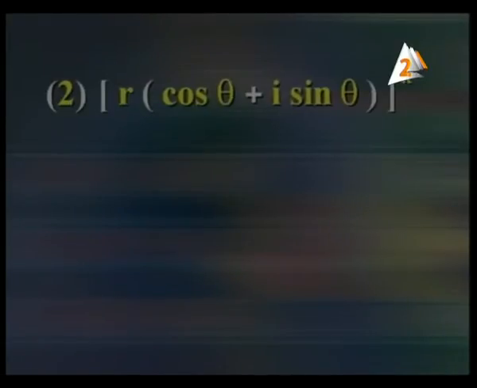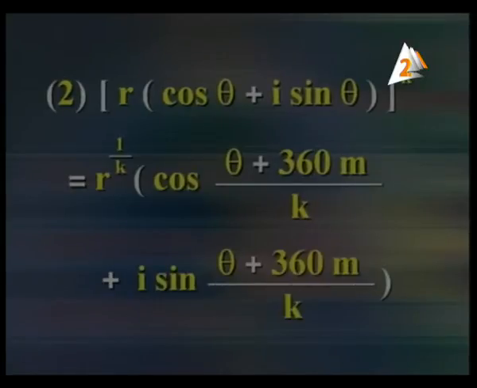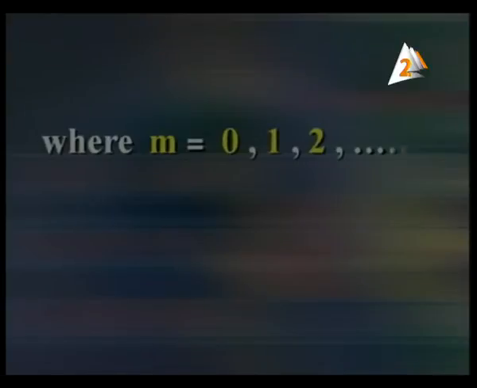Number two: r multiplied by cosine theta plus i sine theta, all to the power 1 over k. Then we distribute the power over r and over cosine and sine. The answer is r to the power 1 over k, cosine of theta plus 360m over k, plus i sine of theta plus 360m over k, where m is a natural number: 0, 1, 2, and so on, up to k minus 1.